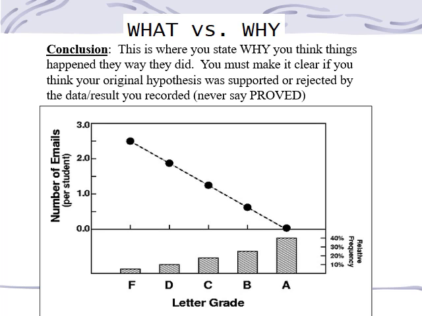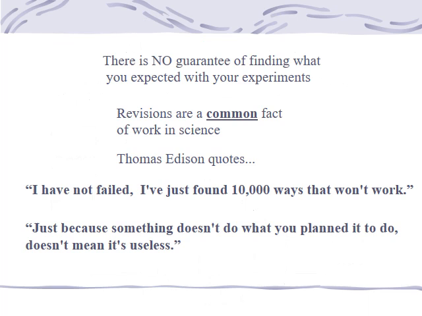If it's supported, you should probably make statements as to how you could test this even further. If it's rejected, that is to say, if your hypothesis was just proven completely wrong, you should be stating why you think the results came out the way they did against your hypothesis. And it's okay to have a hypothesis that comes out wrong. That's the nature of science.